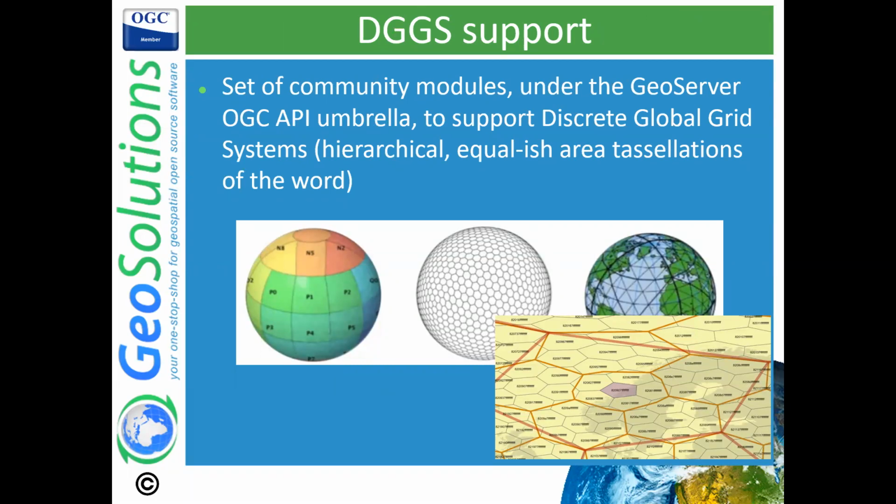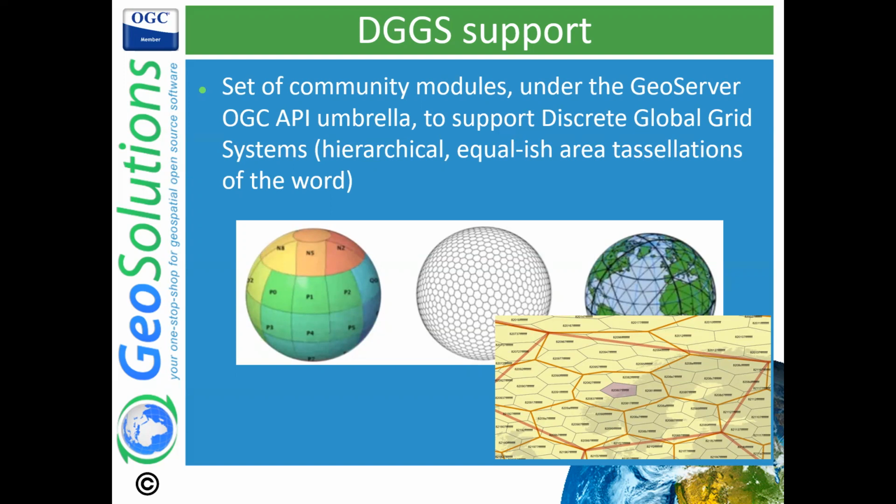Another pretty interesting functionality that has just landed in GeoServer 2.19 is support for DGGSs, discrete global grid systems. Discrete global grid systems are hierarchical, sort of equal area tessellations of the world, typically based on rectangular zones, hexagonal zones, or maybe triangular zones. The tessellation covers the entire planet with no special places or special lines like the dateline or the poles, so it has no difficulties handling, let's say, the roundness of our planet.